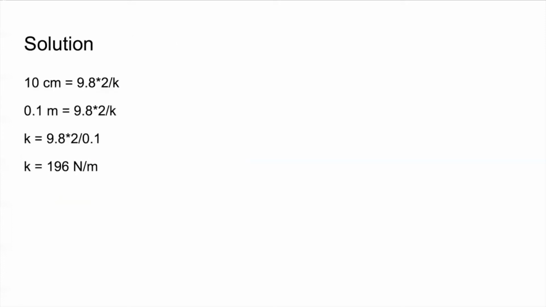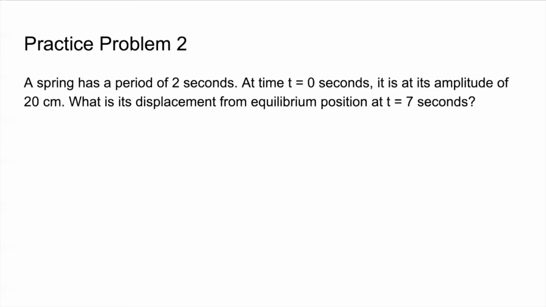So we just used the formula for the distance between the natural length and equilibrium position. And be careful of the units. We have 10 centimeters, which is 0.1 meters. And now plugging that in, we can solve for k to get that it is equal to 196 newtons per meter. Here is the second practice problem.